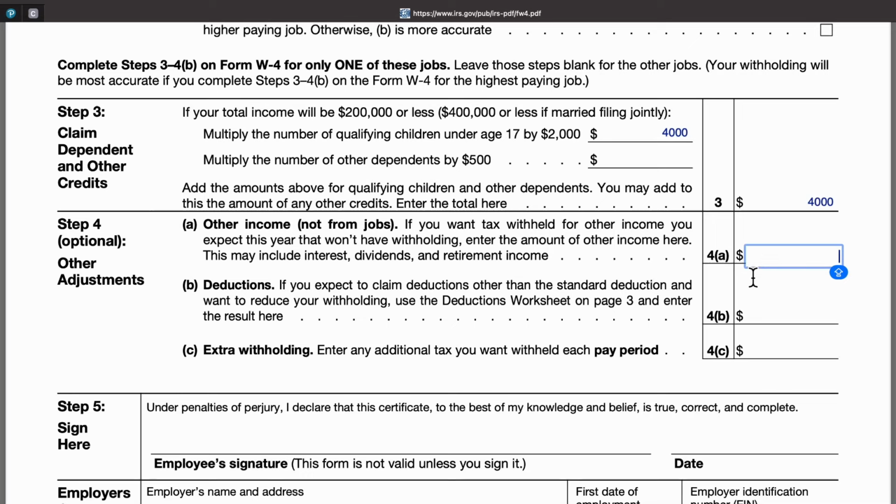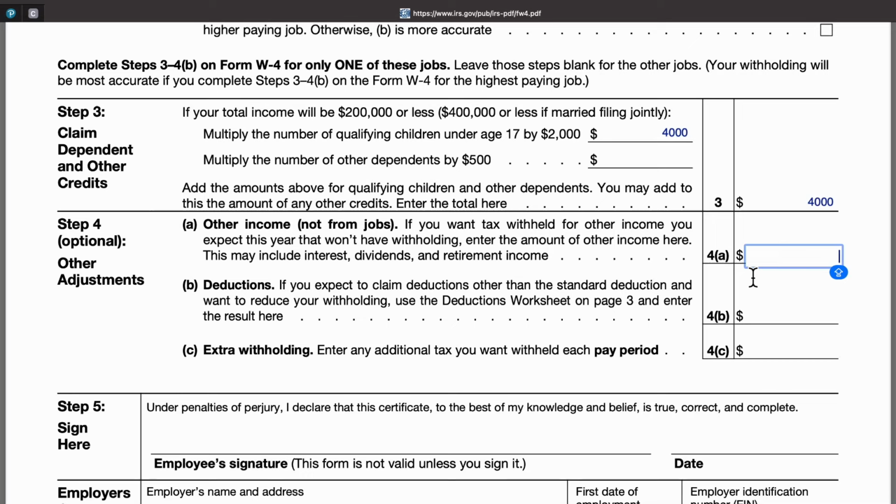So we're moving over to step four. Step four is for other income, not from jobs. This is important, you guys, for my small business owners who are still working. If you want tax withheld for other income you expect this year that won't have any federal withholdings, you will enter an amount that you project. Now, this is not common, okay? Because some people's business fluctuates and it goes up and down.